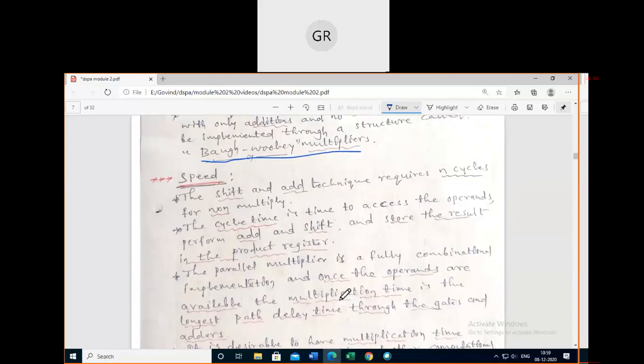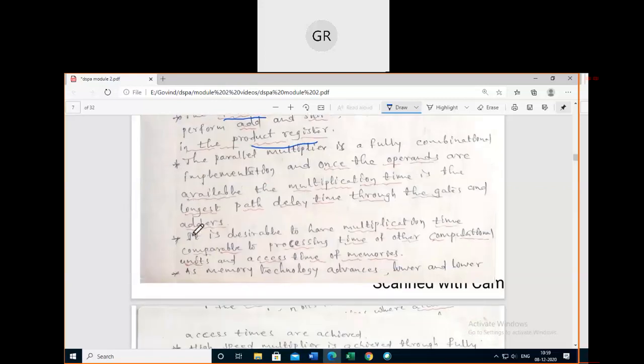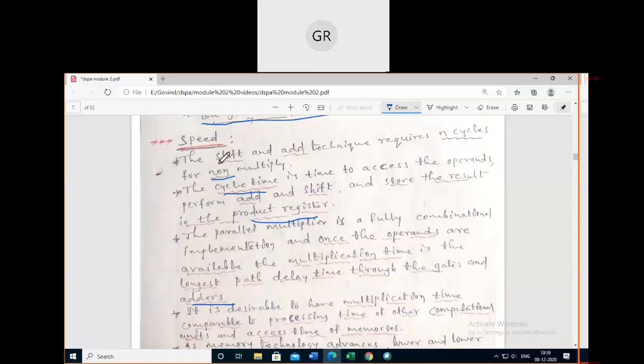Here, speed. The shift and add technique requires n cycles for n cross n multiply. The cycle time is the time to access the operands, perform add and shift, and store the result in the product register. That is called cycle time. The parallel multiplier is a fully combinational implementation, and once the operands are available, the multiplication time is the longest path delay through the gates and adders. We have to go through some parameters here: cycle time and the multiplication time.